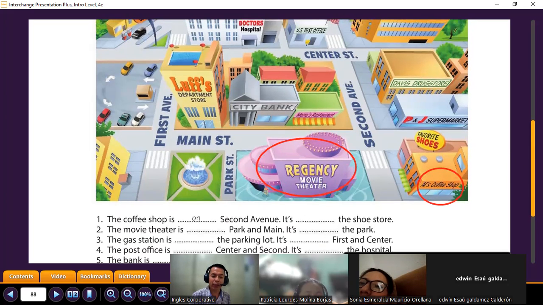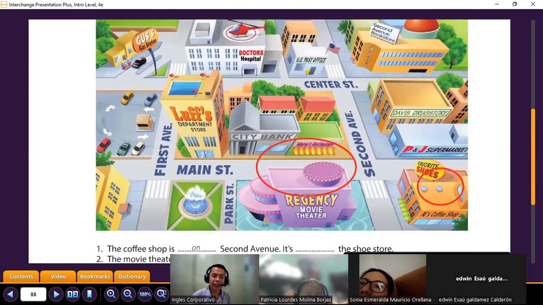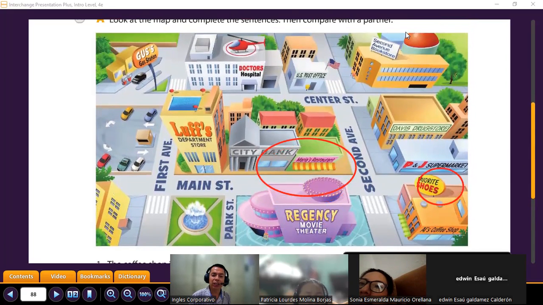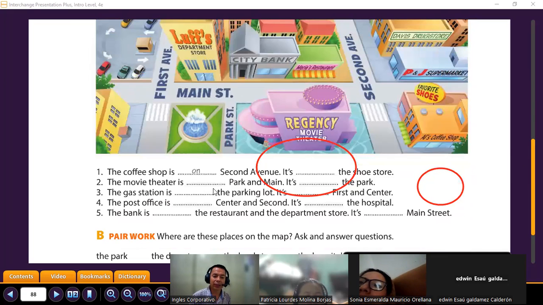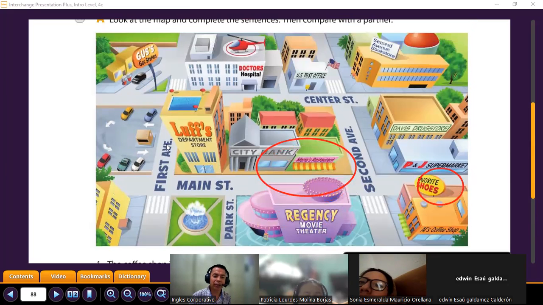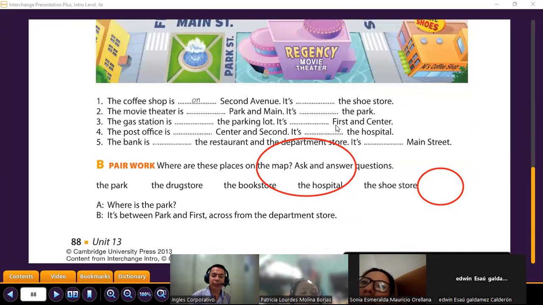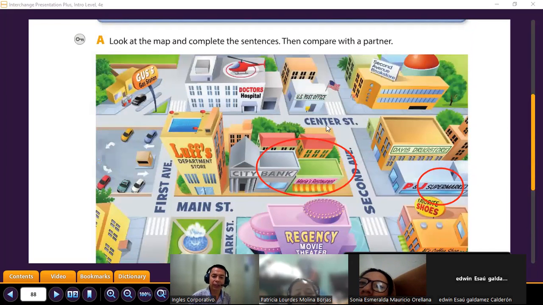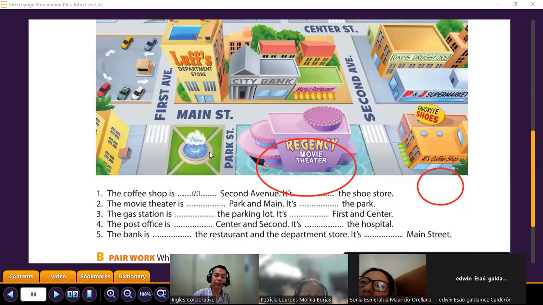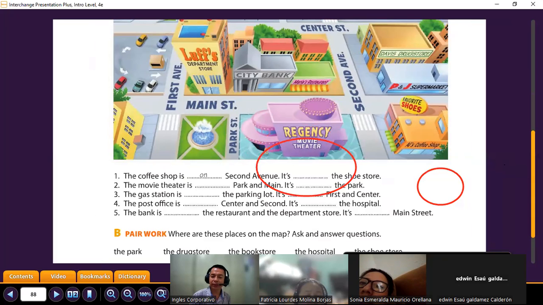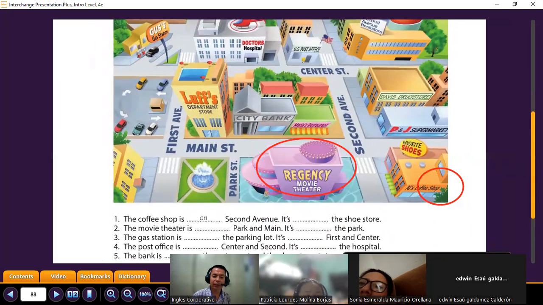Me voy a mover un poquito acá porque no me alcanza la vista. Hasta allá está la gas station, hasta la esquina. Gas station, right? So where is the gas station? Look. The parking lot. This is the parking lot. And First and Center. First and Center, right? So where is the gas station? Va a tener que hacerlo más chiquito, yes. Uy, sí se ve. Okay. So where is the gas station?